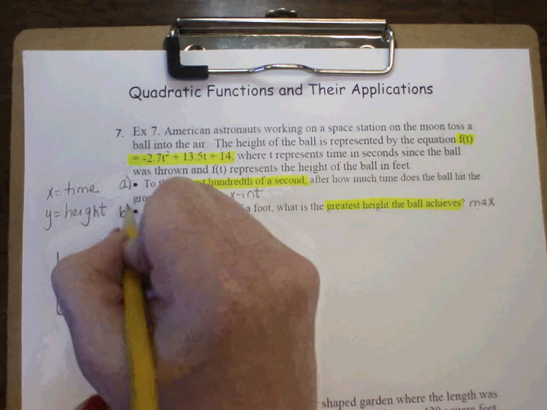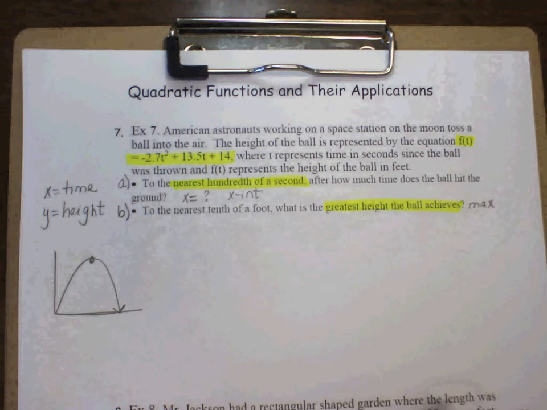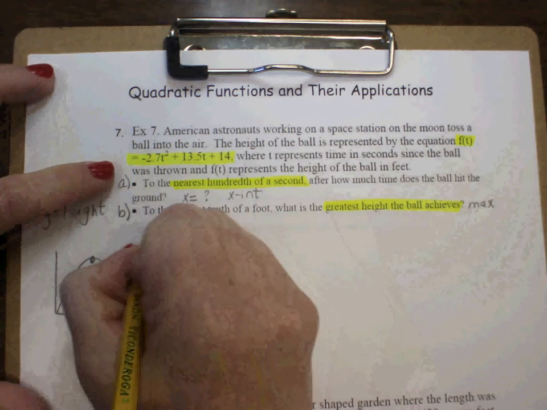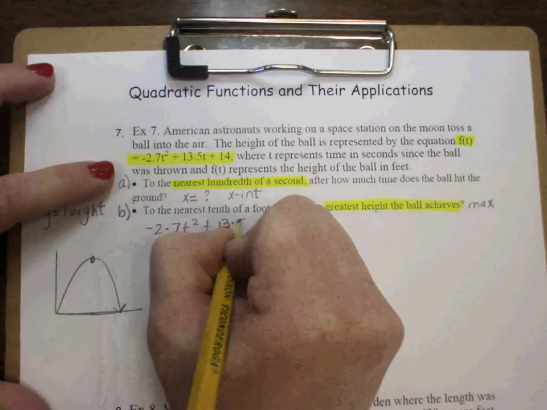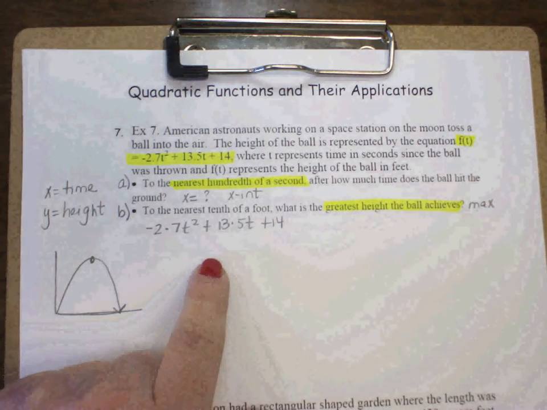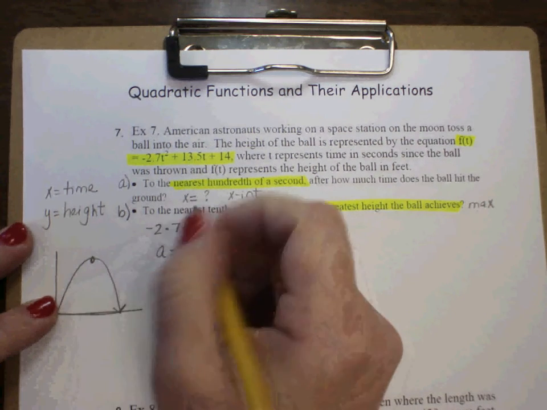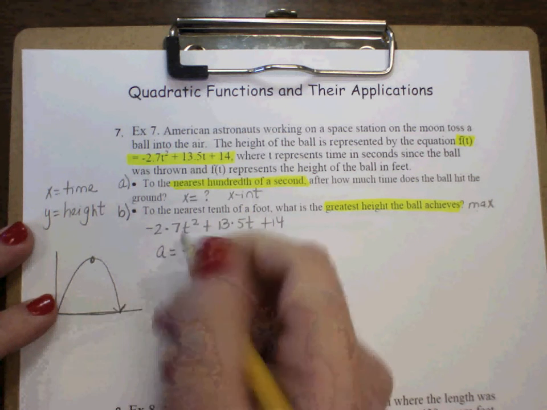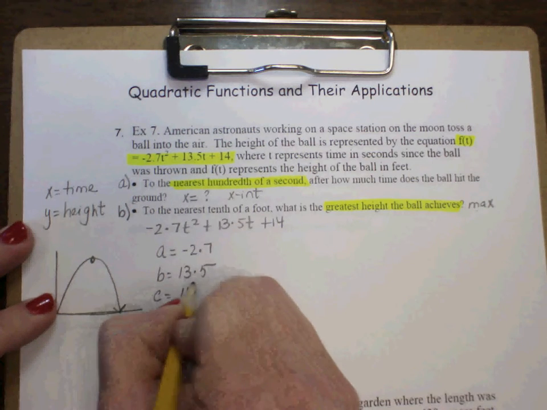Okay, so let's go ahead and write down a formula. The equation is negative 2.7 t squared plus 13.5 t plus 14, okay? And there's no way that you can factor this, so we're going to have to use the quadratic formula. A is the quadratic term, which is negative 2.7. B is the linear term, which is 13.5. And C would be the constant, or the y-intercept, which is 14.